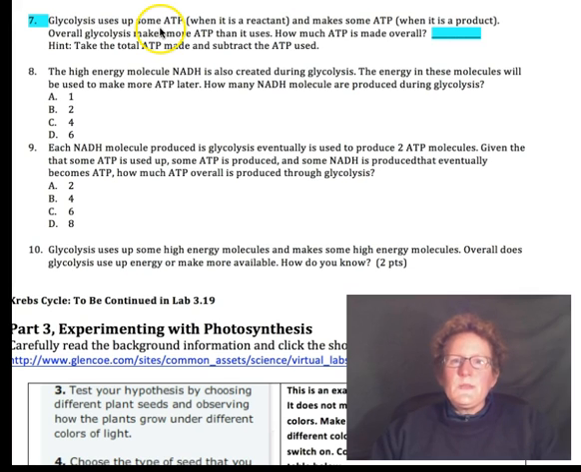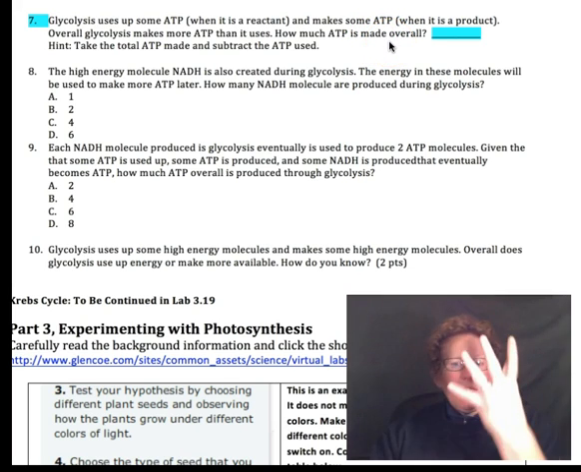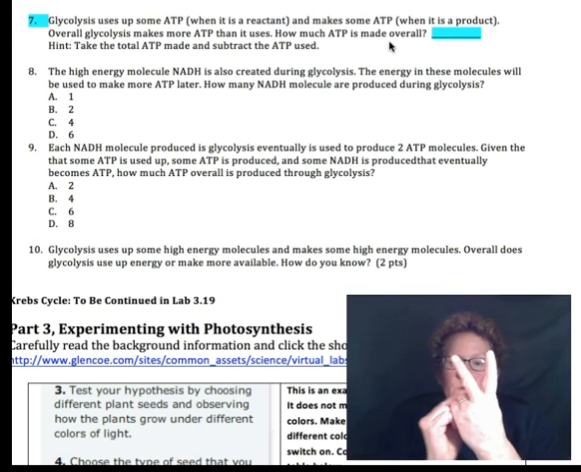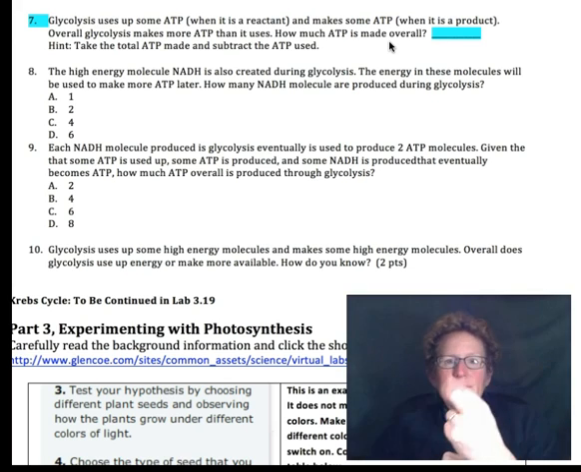Glycolysis uses up some ATP and makes some ATP. Overall, glycolysis makes more ATP than it uses. How much ATP is made overall? So we made 4 total. We used 2 in the beginning, so 4 minus 2 is 2.